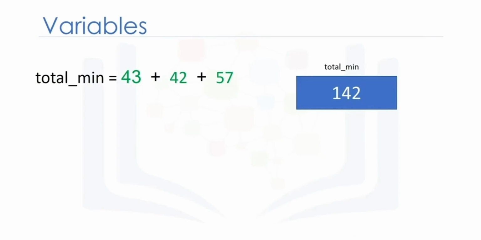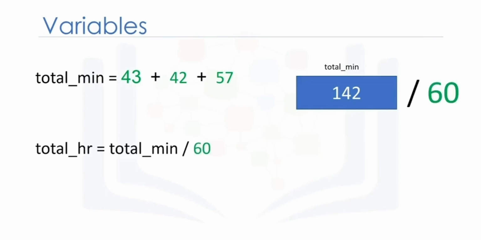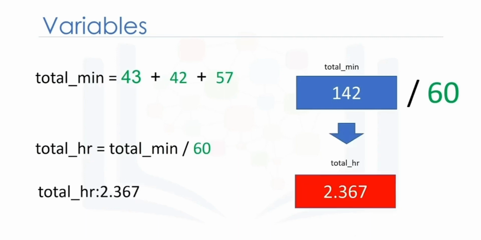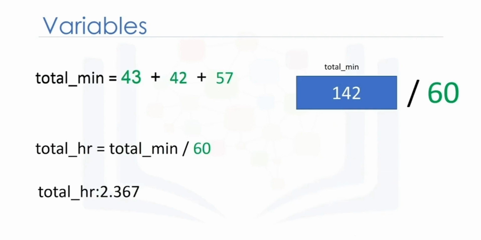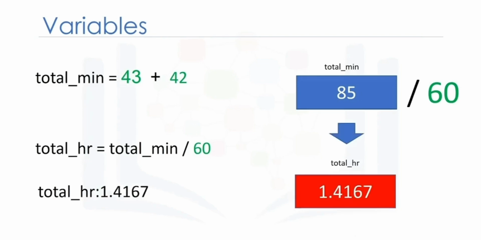You can also use a capital letter. We call the variable that contains the total number of hours total_hour. We can obtain the total number of hours by dividing total_min by 60. The result is approximately 2.367 hours. If we modify the value of the first variable, the value of the variable will change. The final result values change accordingly, but we do not have to modify the rest of the code.